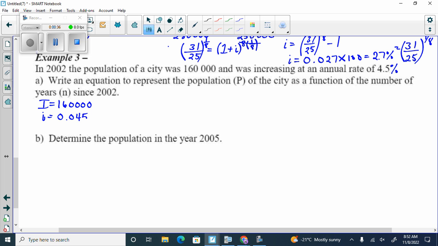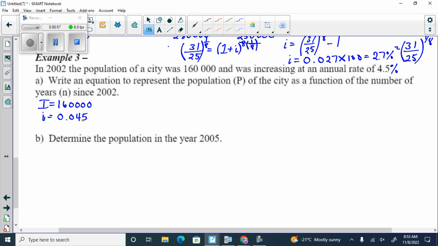Now, how do I know it's not doubling or tripling? Because it's increasing by 0.045, and it doesn't say doubling, tripling, or half-life. So some people are like, I can't tell the difference. You have to narrow it down. If it gives you a percent that isn't a doubling, tripling, or half-life, and it doesn't say the word compounded, it's an appreciation or depreciation question.